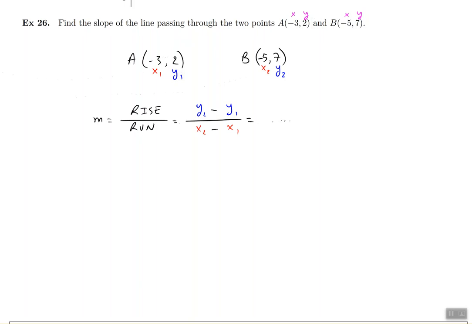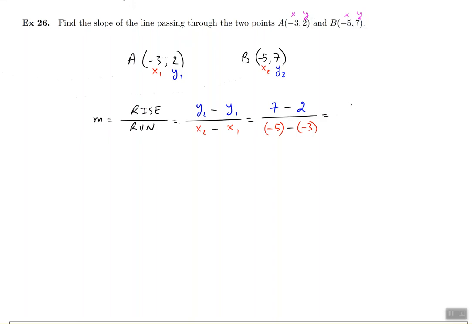So again, in this case, all we have to do is subtract a couple of numbers. The y2 is 7, the y1 is 2, so 7 minus 2. The x2 is -5, so I'm going to put that first. And then the x1 is -3. So again, be careful because the formula has a minus and the x1 itself is also negative.